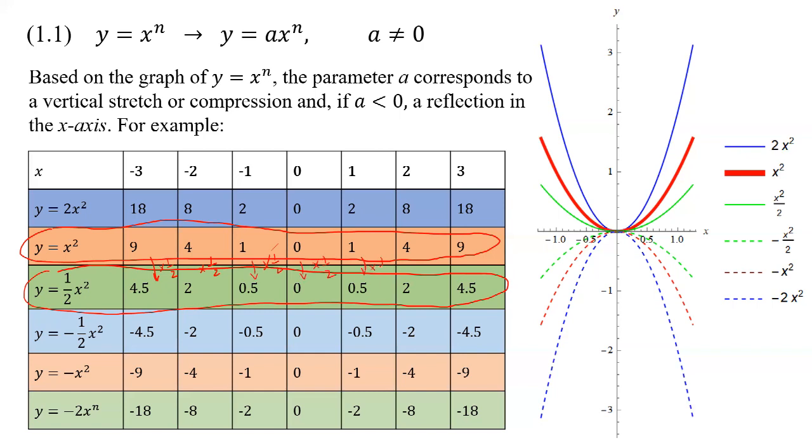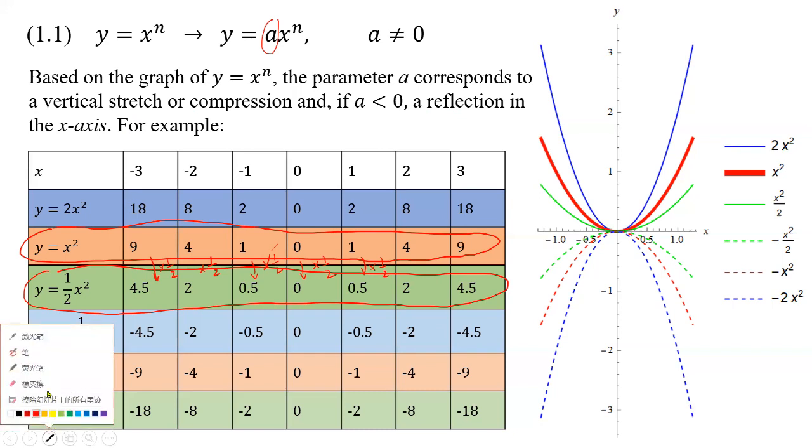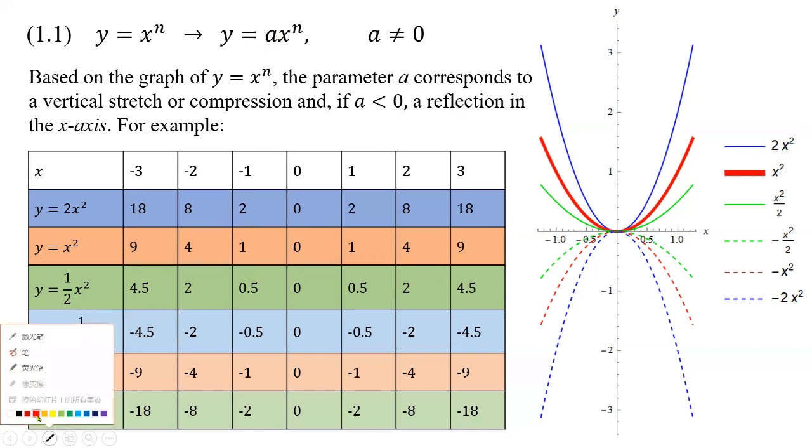So in summary, if we put a parameter a here, this means we have a vertical stretch or compression by a factor of a. And if a is below 0, we also need to apply a reflection in the x-axis. Why? We'll use this example to illustrate.